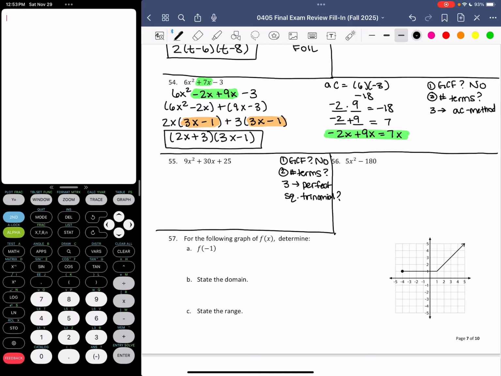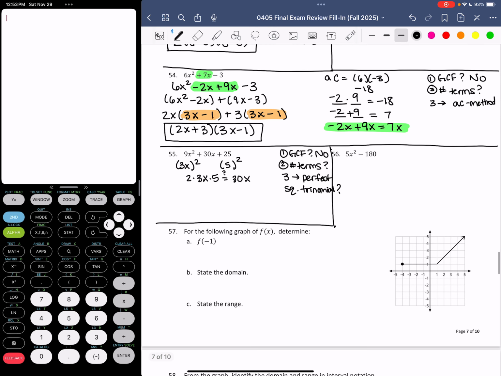Okay, so let's look. Can we write this as something squared? The answer is yes, 3x. Can I write this as something squared? The answer is yes, it's 5. Now, does 2 times 3x times 5 equal 30x in the middle? So let's check. 2 times 3 times 5. That does, in fact, equal 30, right? So this is 30x. Check. So what does that mean? That means that this is a perfect square trinomial.